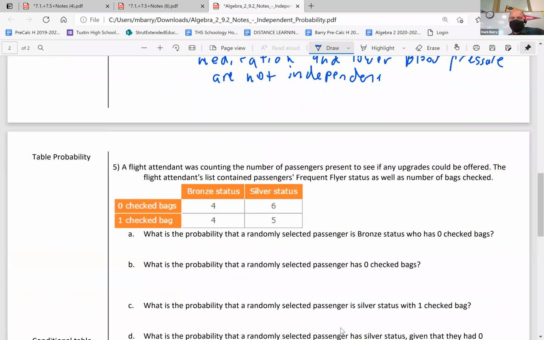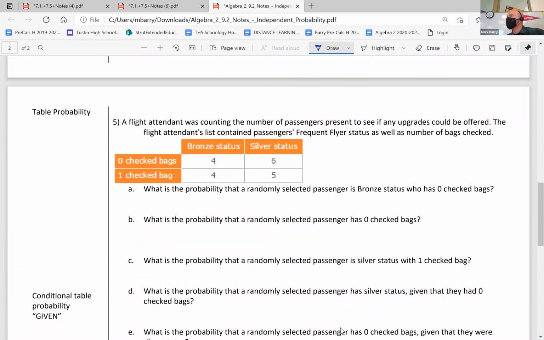Okay, so now we're going to do what's called table probability. So instead of a Venn diagram, we're looking at a table here. You can read the table here. We have 0 checked bags versus 1 checked bag, and then bronze status versus silver status.